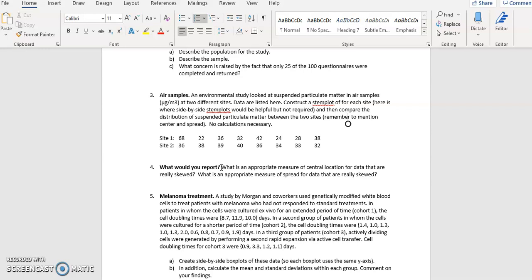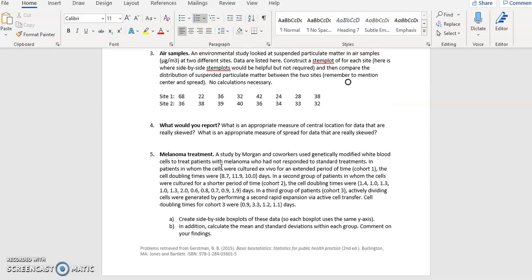On question 5, most people watch the videos and can do the side-by-side box plots and really don't have a problem with that. Additionally, there are videos for Part B calculating the mean and standard deviations within each group. Many students forget to do this last part. You forget to comment on your findings. A couple sentences of comments should suffice, but don't forget that. You'll lose points just because you didn't see that last sentence.